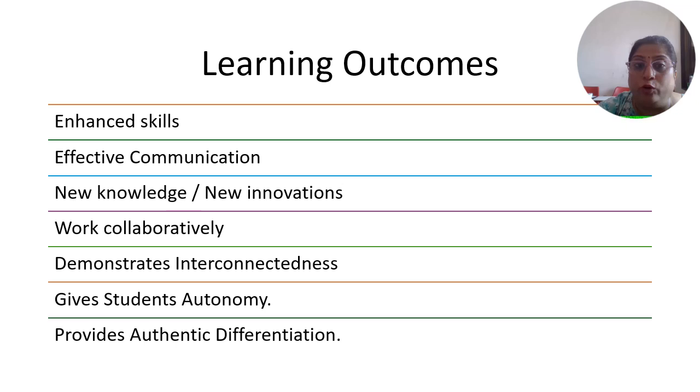New knowledge and new innovations have been done. Work collaboratively. They are working together collaboratively, demonstrate interconnectedness. They are connected to each other. They are demonstrating it every time, each moment and all. Give students autonomy. They are giving the autonomy to the students. Provide authentic differentiation. So they are giving what?